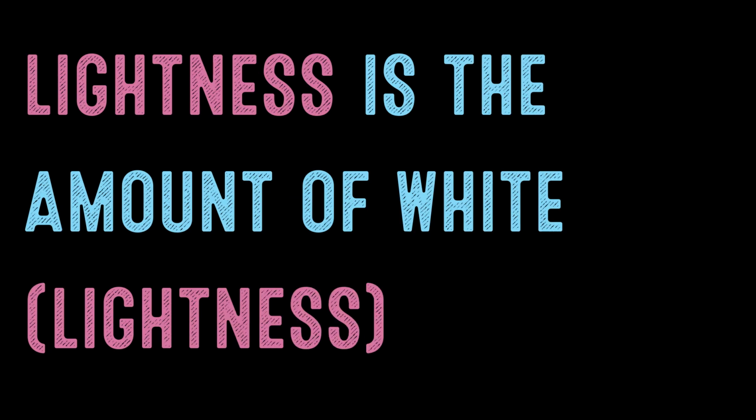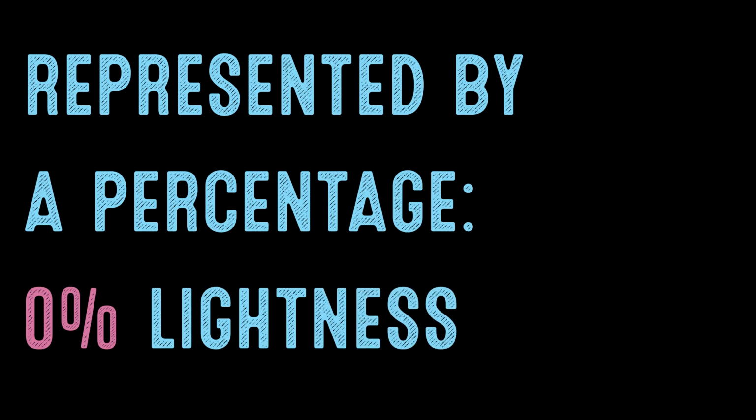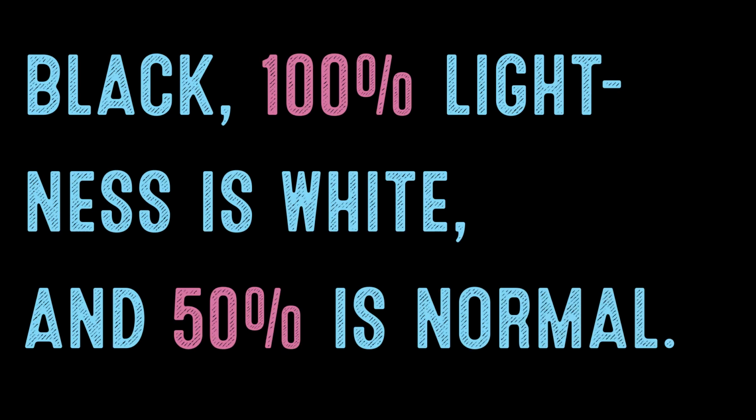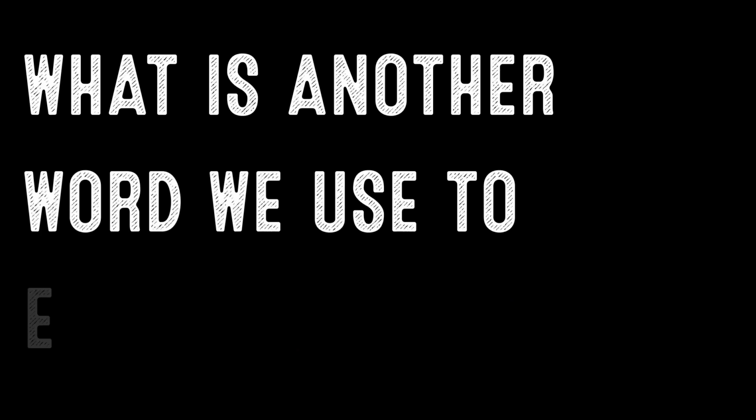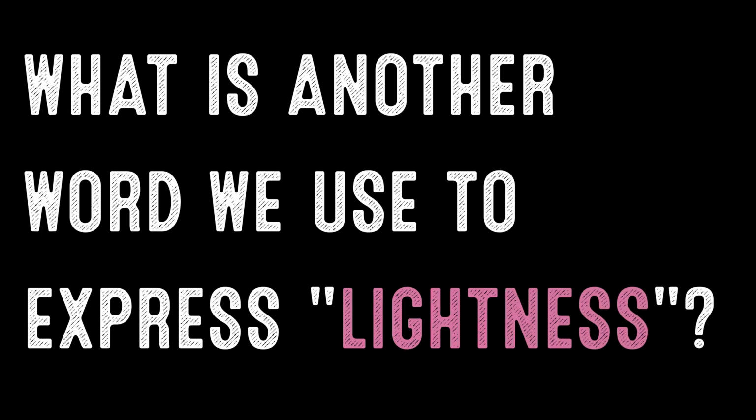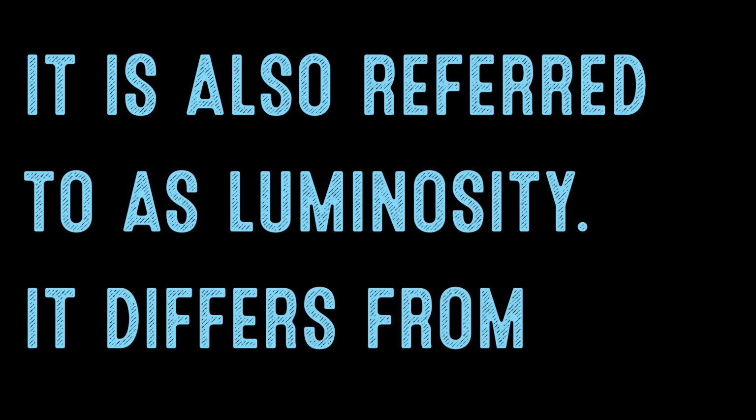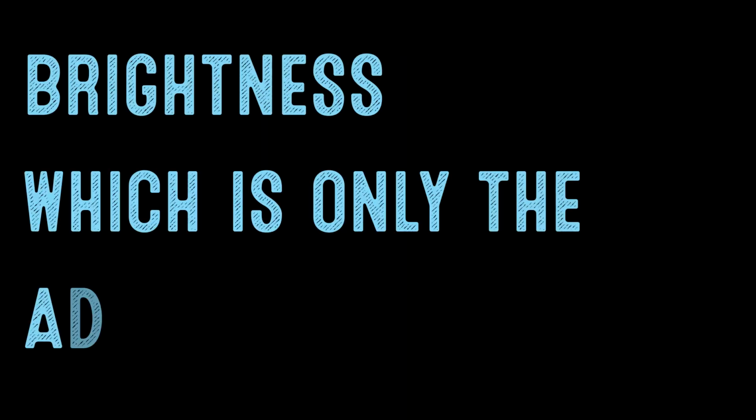And how is lightness expressed? Lightness is the amount of white or lightness or black or darkness in a color as represented by a percentage. 0% lightness is black and 100% lightness is white, and 50% is normal. What is another word we use to express lightness? It is often referred to as luminosity. It differs from brightness, which is only the addition of black.